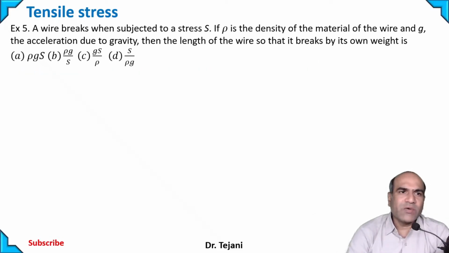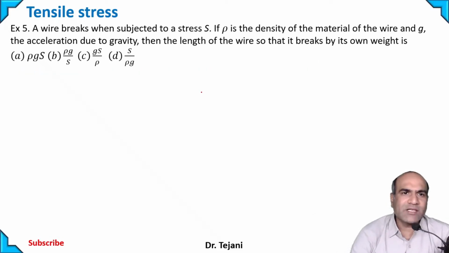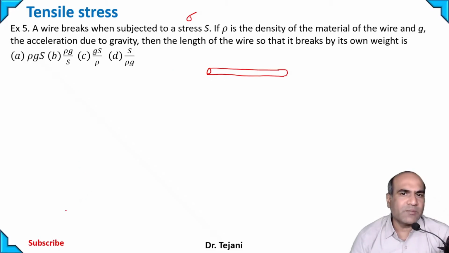Example number 5. A wire breaks when subjected to a stress. We know that for stress we use sigma, and here some value is given; the value of sigma is S. So let us just draw a wire. This is a wire, or rod. We can call it rod, right? The wire breaks when subjected to stress.